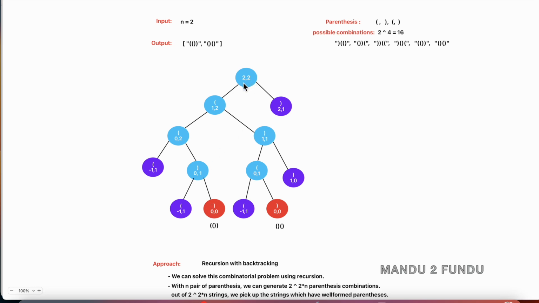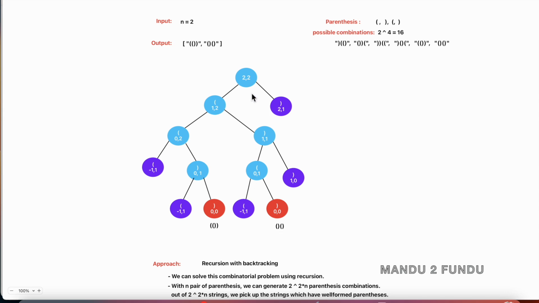In the same way here we include open parenthesis, we include close parenthesis, we include open parenthesis, we include close parenthesis. So in this case we finally end up with both counts being 0 in this node. So this is a well-formed parenthesis.